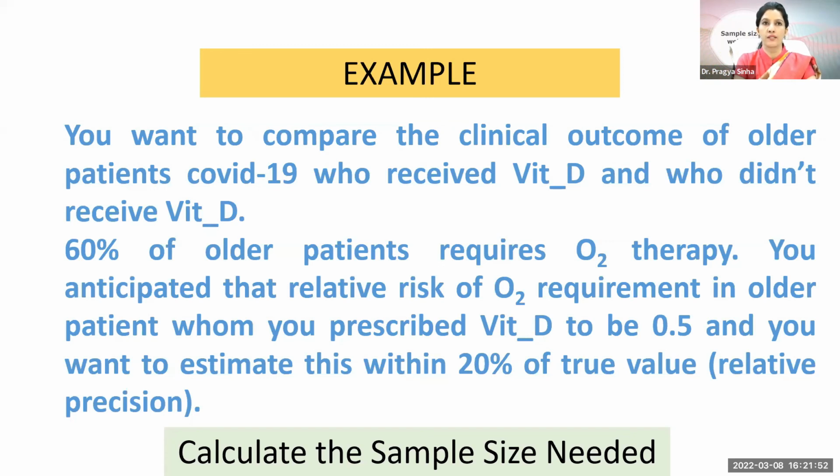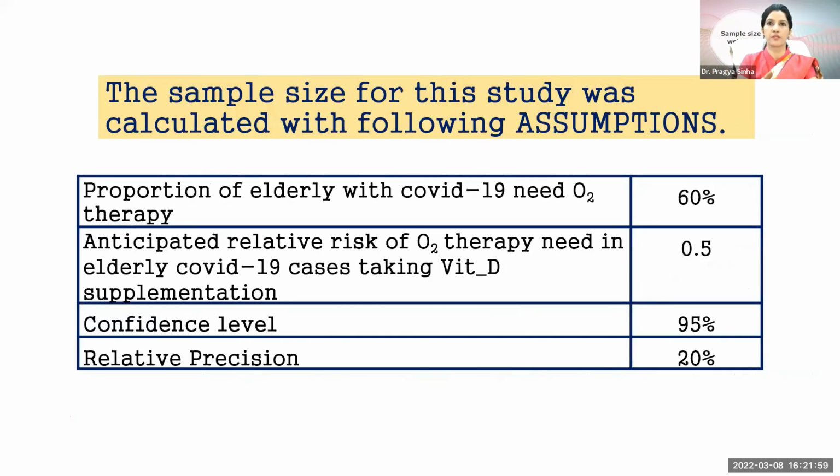So you want to estimate whether this will be within 20% of the true value or not, so that this 20% will be your relative precision. The proportion of elderly with COVID-19 who need oxygen therapy is 60%, and the anticipated relative risk of oxygen therapy taking vitamin D would be 0.5. So please calculate this using the calculator which we have shown. If I also do this, it will be 0.2, 0.6.